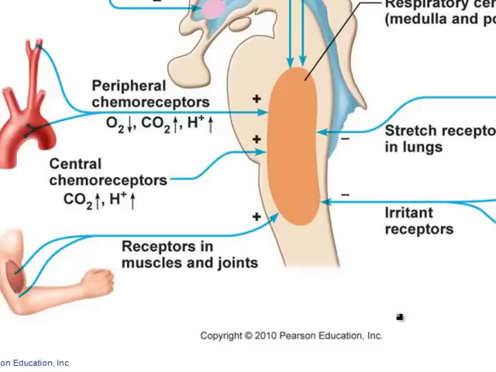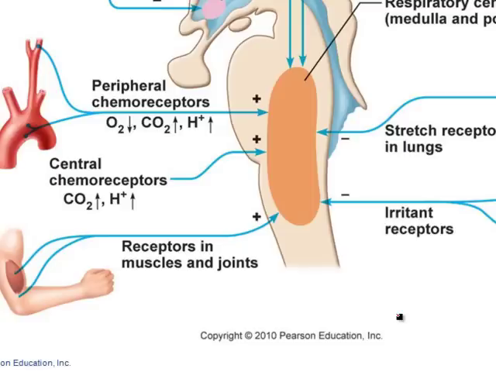Central chemoreceptors, if I have increased CO2, increased hydrogen ion concentration, what's going to happen? Increased CO2, what do I have to do with it? I have to get rid of it. So that's going to be signals.